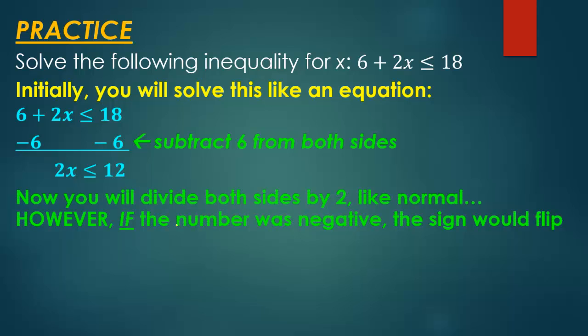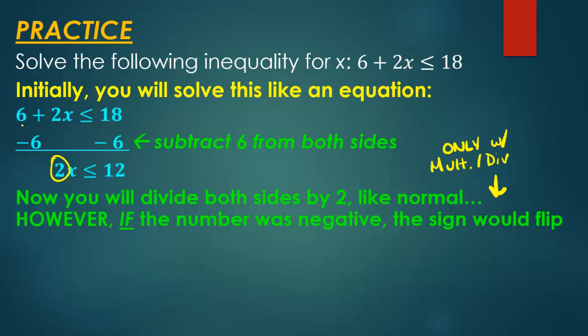Now, normally if this was an equation, you just divide both sides by 2 like normal and you'd be done. Okay, the little trick here is that if the number was negative, if this 2 was a negative 2, when you did that, the sign would flip. Okay, so that's only with multiplication or division. Okay, not with the addition or subtraction. The sign doesn't change then. Only with multiplication and division. So this will be something that could trip you up. So please make a special note of this.